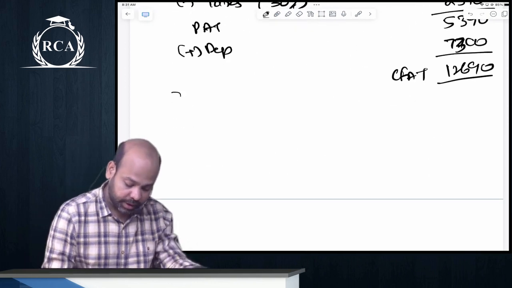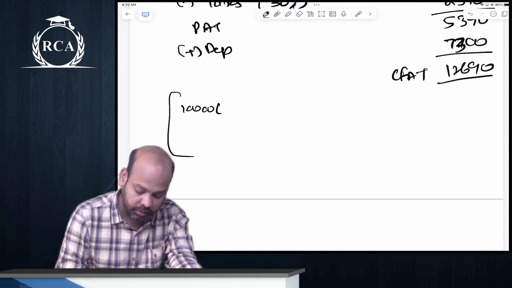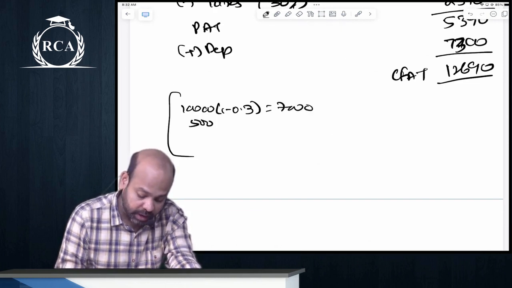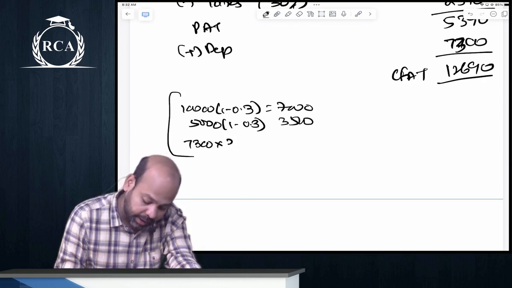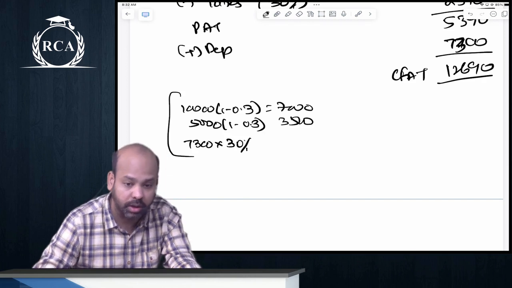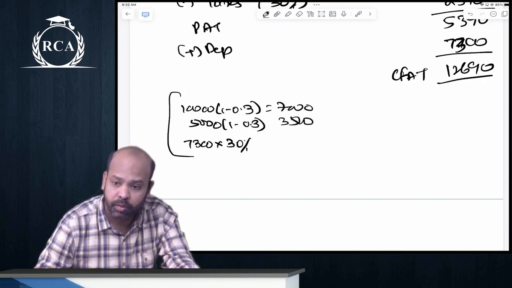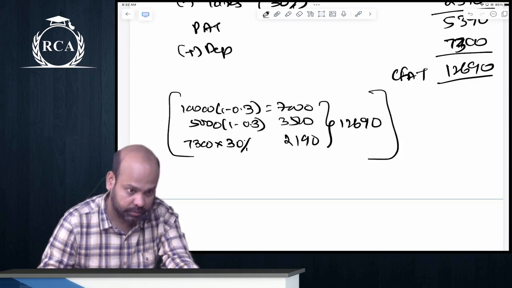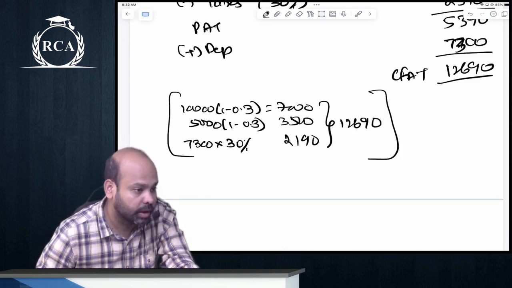Guys, whoever is doing it separately, beta, listen for a second. Revenue net of taxes is 7,000. Cost savings net of taxes is 3,500. Incremental depreciation, only tax savings, 7,300 into 30%, 2,190. All of this is 12,690. Is it making sense?